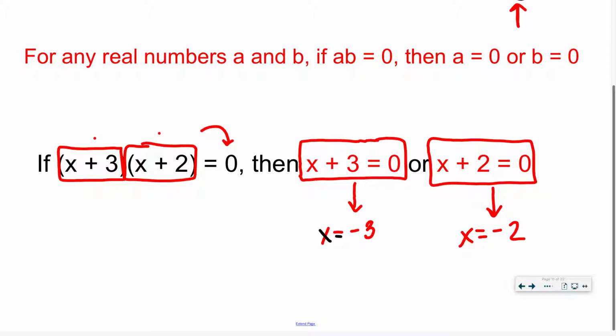So you just found values of x that would make y 0. What did you just find? The solution to the quadratic. And we're using the zero product property to do that. So let's look at this example.